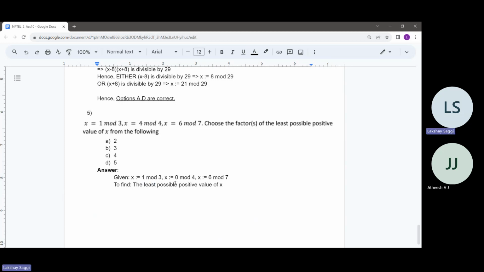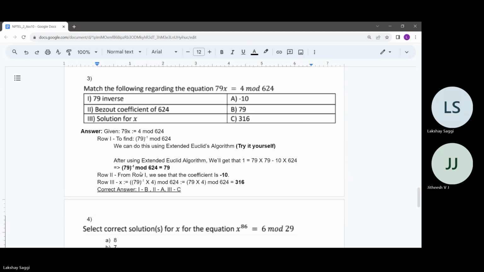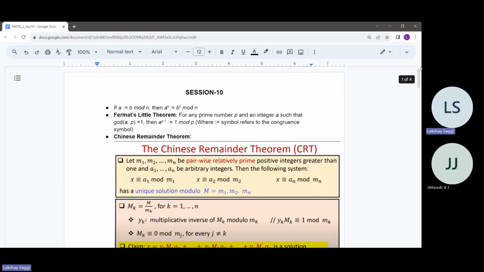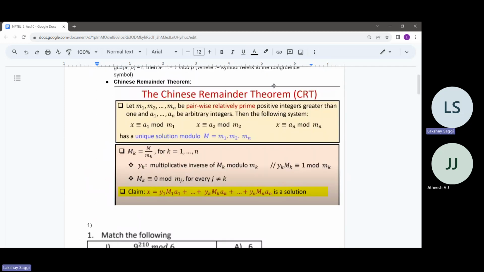So again, this is a pretty straightforward question because we are given three modular equalities. x is 1 mod 3, x is 0 mod 4, and x is 6 mod 7. And then we need to find the value of x. This is nothing but a direct application of the Chinese remainder theorem. Here we need to find these M_k's, these y_k's, and then find the value of x.